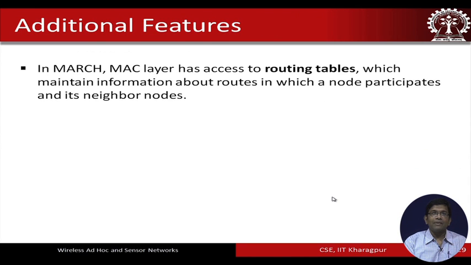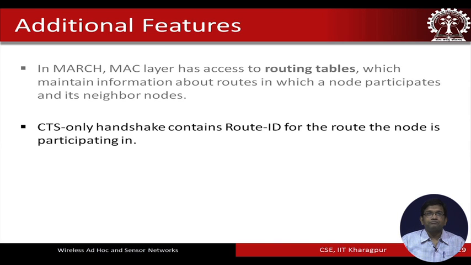It also has some additional features. In MARCH, the MAC layer has access to the routing tables. It is a cross layering kind of approach, which maintains information about the routes in which a node participates and its neighbor nodes, because this is essential. As we have seen in the previous case, we have multiple overlapping routes, so the routing table information has to be made available at the MAC layer. So it's a cross layering approach.